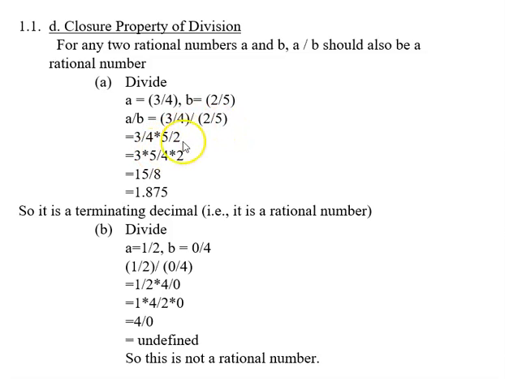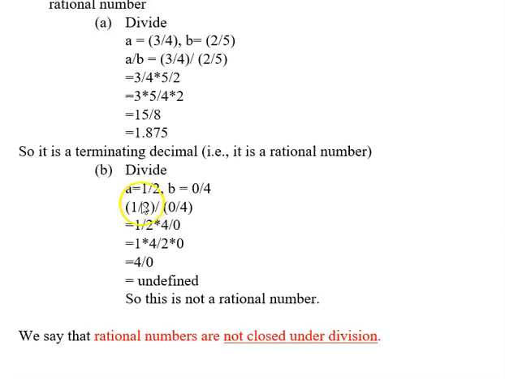So 3 by 4, and the division I can represent as inverse multiplication. So multiply by 5 by 2. So now 3 times 5 divided by 4 times 2, that is 15 over 8. So I get the decimal result as 1.875, which is a terminating decimal. So it is a rational number. Now we will see some other example.